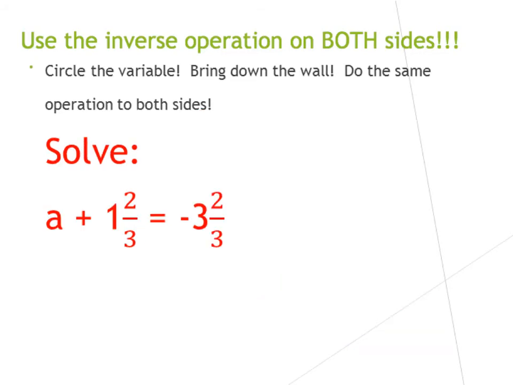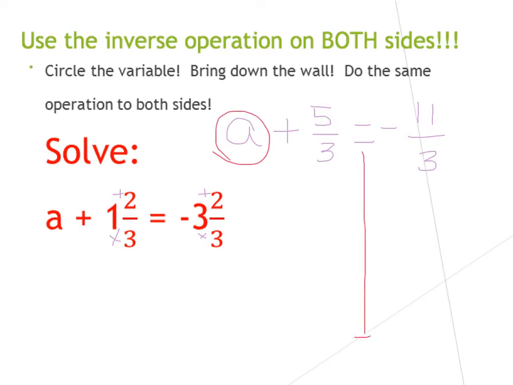The next problem, if you notice, you have mixed numbers. So I'm going to go ahead and rewrite the mixed numbers as I rewrite my problem. So I have a plus, and I know that 3 times 1 is 3, plus 2 is 5/3, which is equal to negative 3 times 3 is 9, plus 2 is 11, so negative 11/3. And then I'm going to go ahead and start my problem like I normally do. So the first thing is I'm going to circle my variable, and remember that's what I'm trying to get by itself. Bring down my wall with my equal sign.